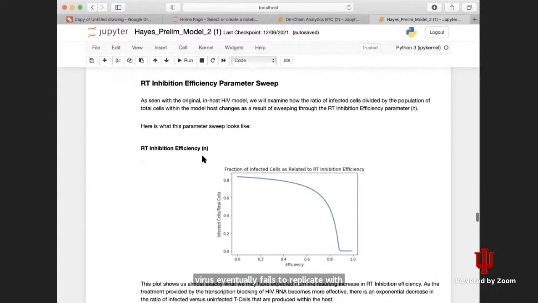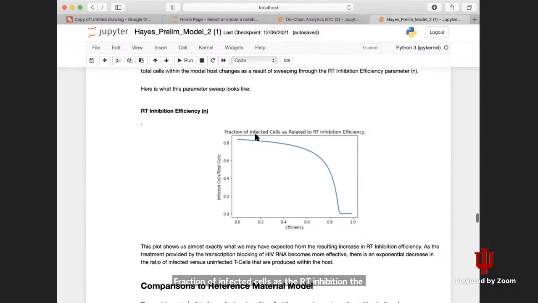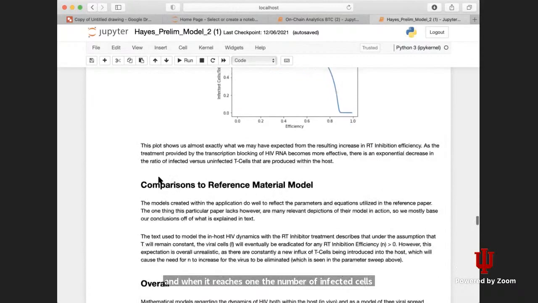We then do a quick last parameter sweep to show the fraction of infected cells as the RT inhibition efficiency increases. And as we can see, there's a strong exponential downslope in the fraction of infected cells as the efficiency increases. And when it reaches one, the number of infected cells is almost zero.